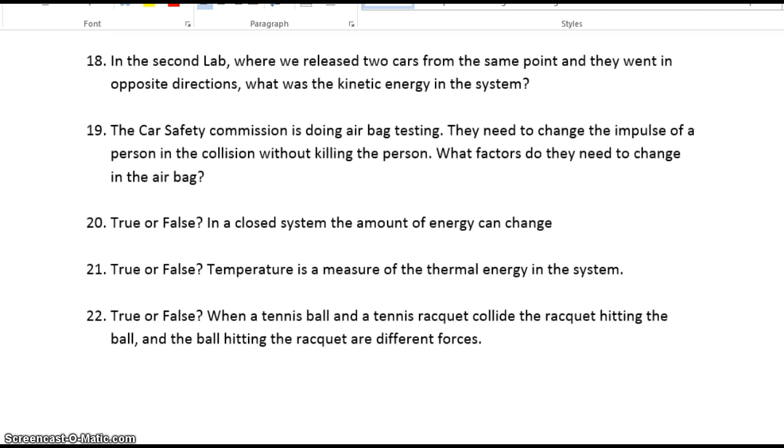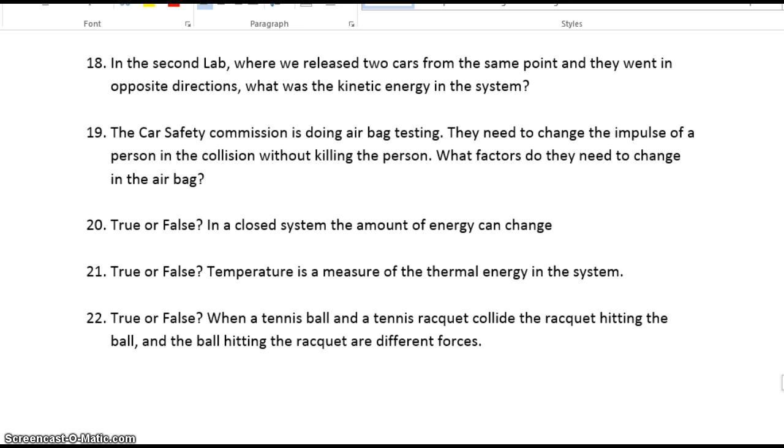19, the Car Safety Commission is doing airbag testing. They need to change the impulse of a person in the collision without killing the person. What factors do they need to change in the airbag? Well, they need to increase the amount of time that the airbag is deployed so that can decrease the amount of force. I'll say that again so you can write it down. They can increase the amount of time that the airbag is deployed, so that will decrease the amount of force.